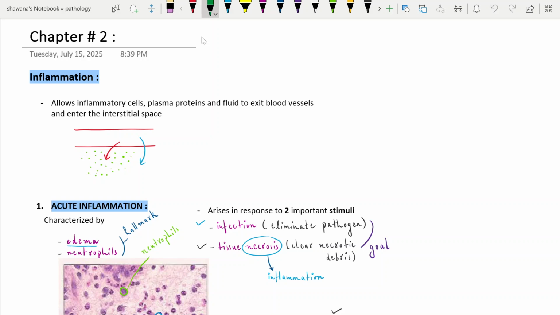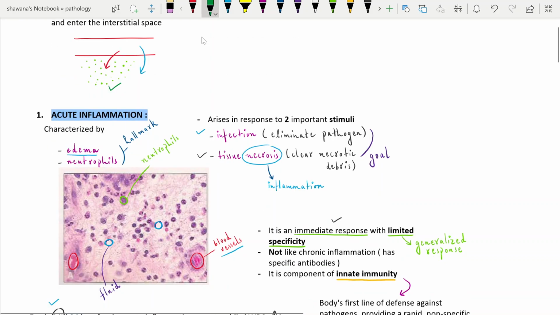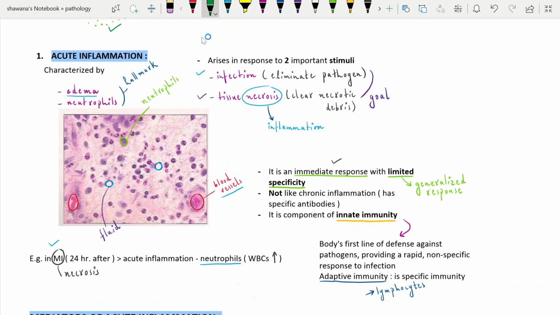an antigen in which the inflammatory cells, the plasma proteins, and the fluid exit from the blood vessels and enter the interstitial space, in which all the contents from the blood are exiting from that blood vessel and entering into the tissue space is called inflammation. This is the basic concept of inflammation, either acute or chronic. First, we are discussing acute inflammation.